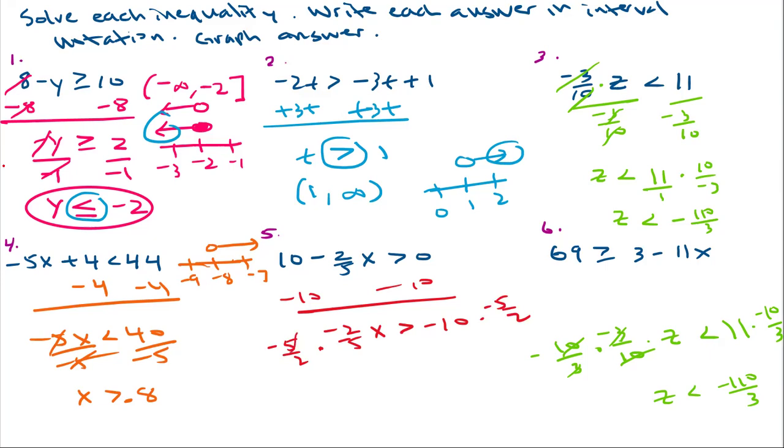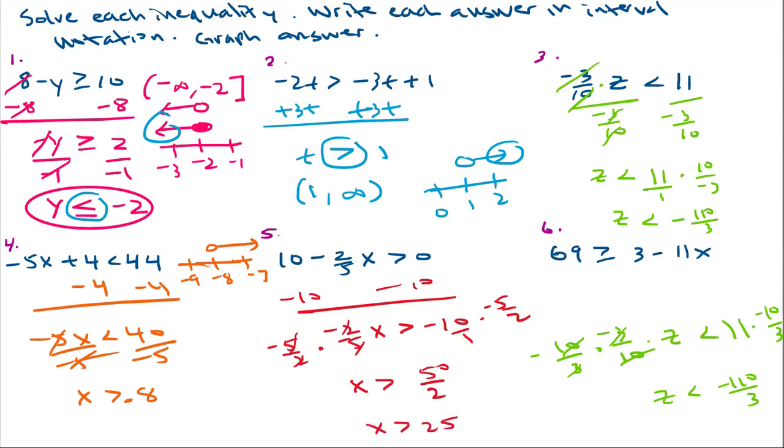-5/2. So again, these guys are going to cancel. A negative negative is a positive. Okay, and then this is over 1, so I multiply across. So -10 times -5 is a +50. And then divided by 2 is going to give us 25. Okay, so x is greater than 25.